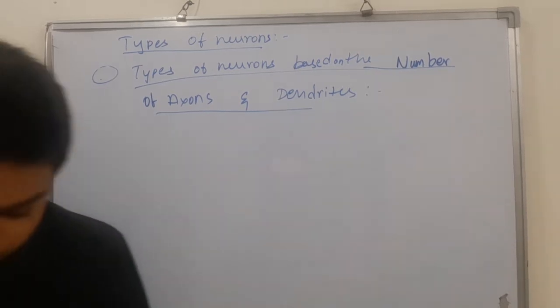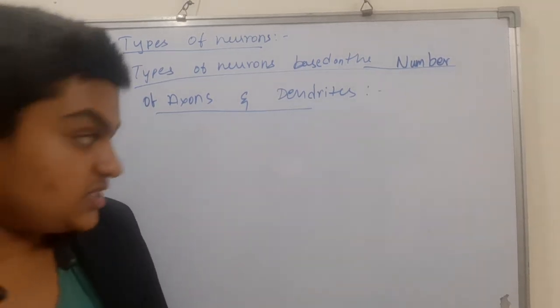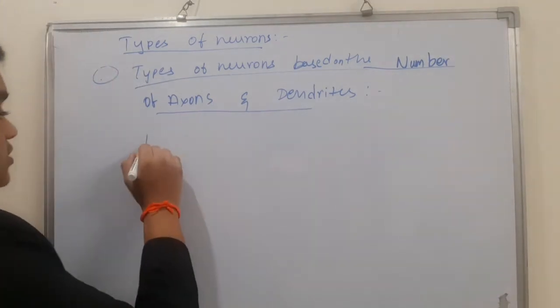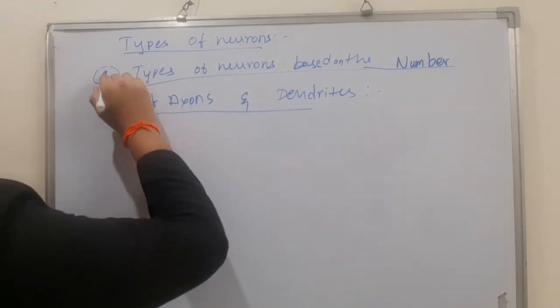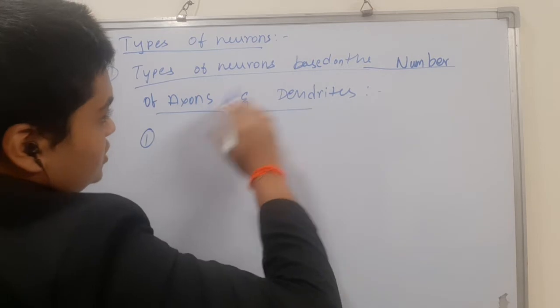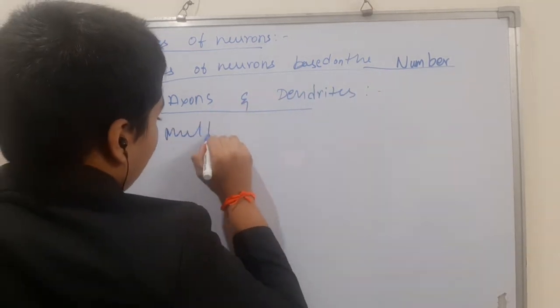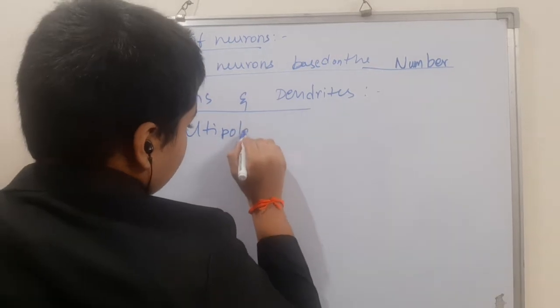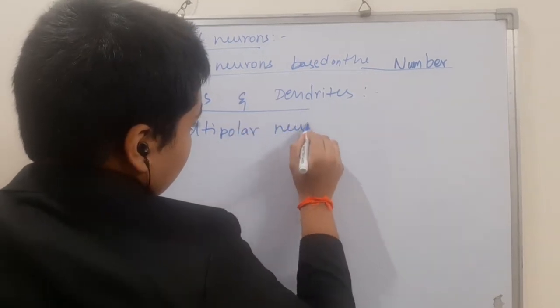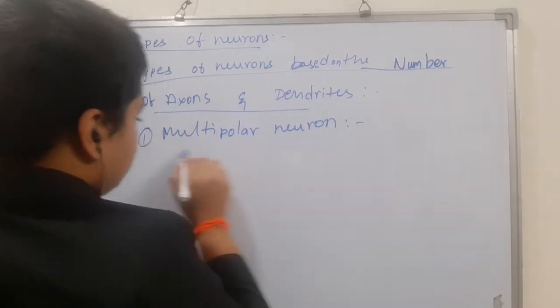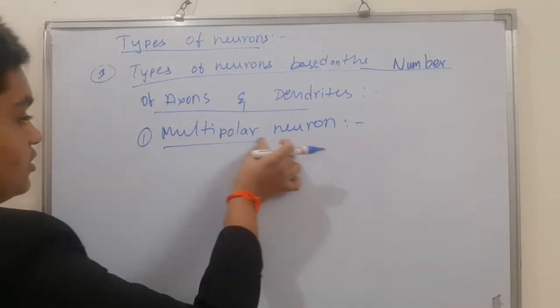First one is the general type of neurons present everywhere. There are three types of neurons based on the number of axons and dendrites. First one is the multipolar neuron. This is your general type. It is present in the brain and nerves.